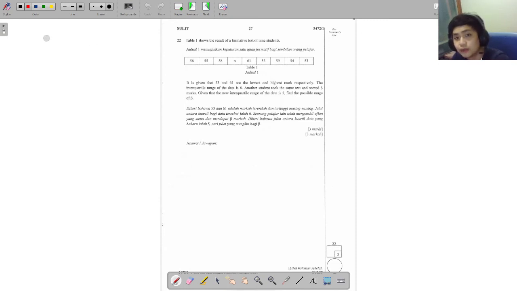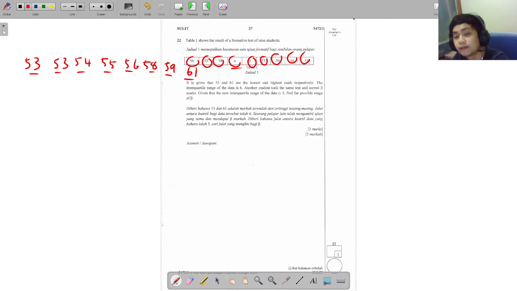So usually what we'll do is that we need to arrange everything in ascending order. So 53, 53, 54, 55, 56, 58, 59, and 61. So these are 1, 2, 3, 4, 5, 6, 7, 8, 9. Okay, so I didn't put alpha in because I don't actually know what alpha is, right? However, they did specify that 53 and 61 are the lowest and highest, so we can fix it like that. So alpha is not in front or behind. So, sorry, alpha cannot be here and alpha cannot be here, right?